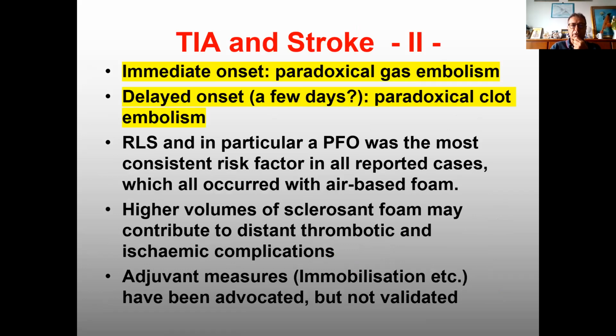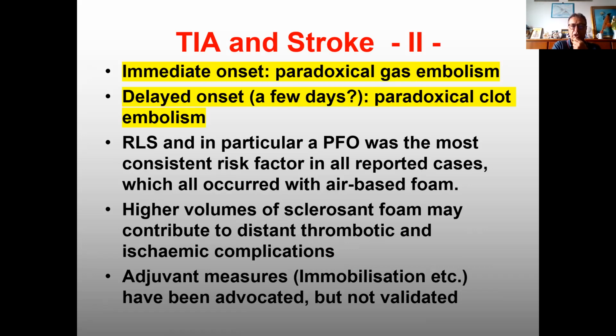So again, it is important to consider that when we have a TIA or stroke, it is important to differentiate the immediate onset, because that could be a matter of gas embolism, from the delayed onset. For example, a few days or at least, let's say, 12 or 24 hours, because in case of delayed onset, we may face a paradoxical clot embolism, because we have the time to get some clot formation waiting for a few hours. And then when you get some cerebral event, it could be the case of a clot embolism.